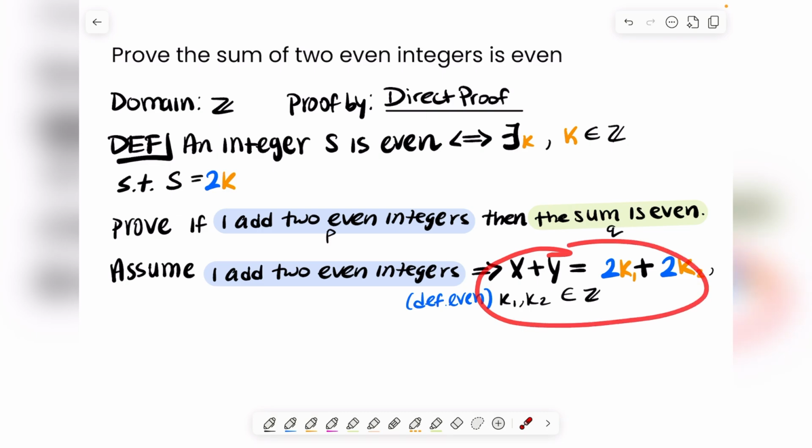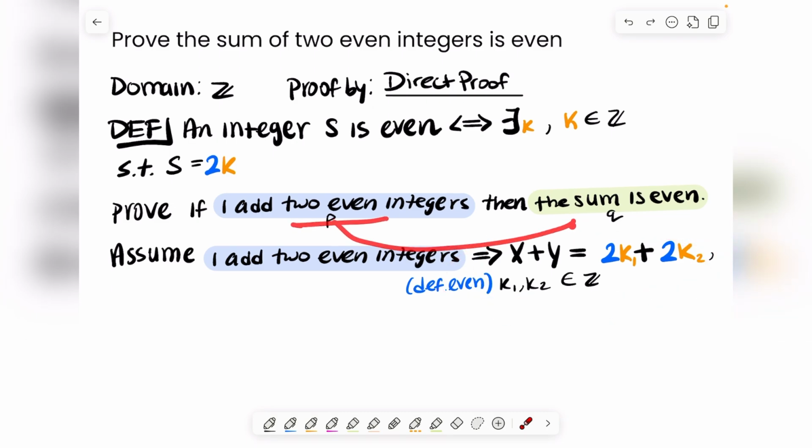So now where do we go from here? Well, right now we're at P and we're trying to get to Q. We're trying to show that Q is true. What does Q say? It says that the sum is even. The sum of what? The sum of x and y. So we're trying to show that x plus y, which is the sum, is even. So how can I show that x plus y is even?